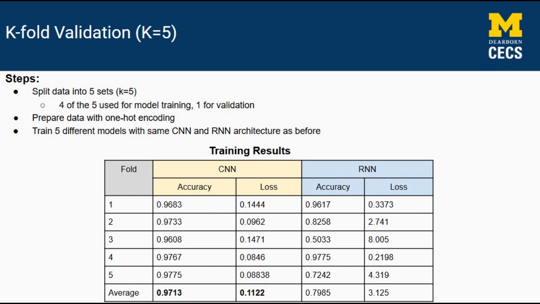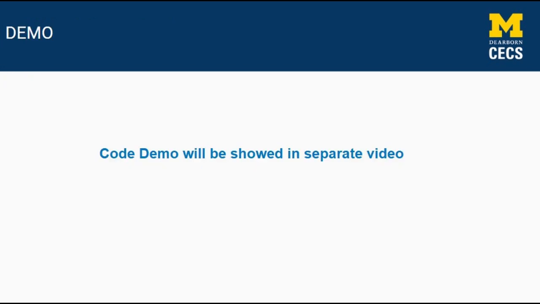So here are the accuracies for the training results. Here we can see that the CNN has 97.13%, which is the higher accuracy, compared to the RNN, which has an accuracy of 79.85%. And for the loss, the CNN has less loss as it has the greater accuracy. So the loss is 11.22% for the CNN, and the RNN is showing 3.12% loss. A demo of the code will be shown in a separate video.